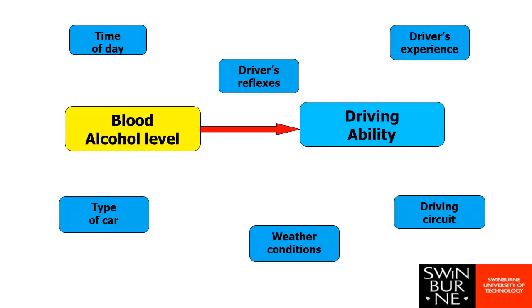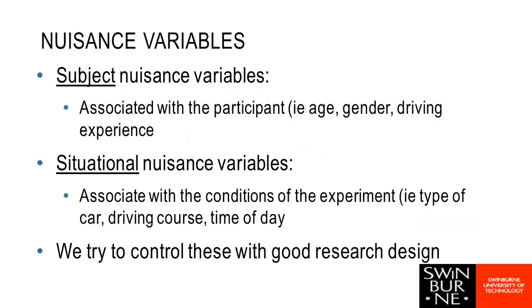So what we're going to have to do is use research design in order to try and solve this issue of these different nuisance variables. Our nuisance variables might be subject related or they might be situational. A subject nuisance variable is one that is associated with a participant. So for our driving experiment, things like age and gender and driving experience might have some kind of impact on the person's driving ability.